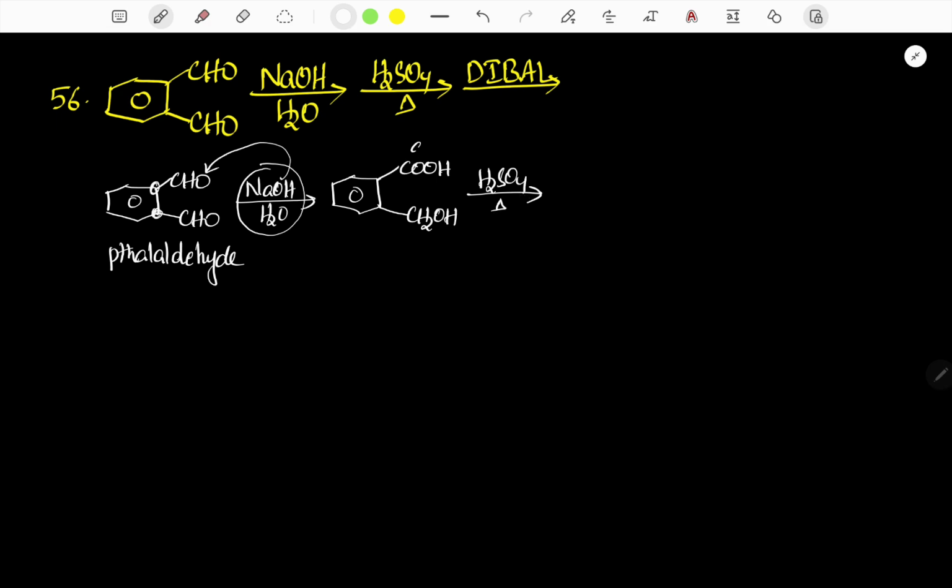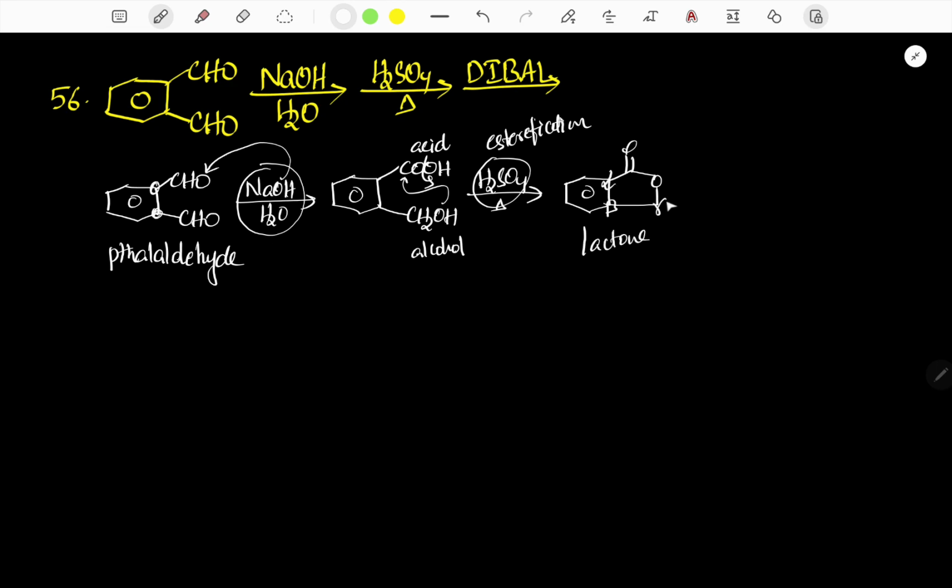Now if I see this reaction, the product is an acid and an alcohol. So acid plus alcohol in the presence of H plus, definitely esterification takes place. Lone pair attack, leaving group will leave, and finally it gives the corresponding carboxylic ester, also known as a lactone, a cyclic ester. Alpha, beta, gamma. It is a gamma lactone.